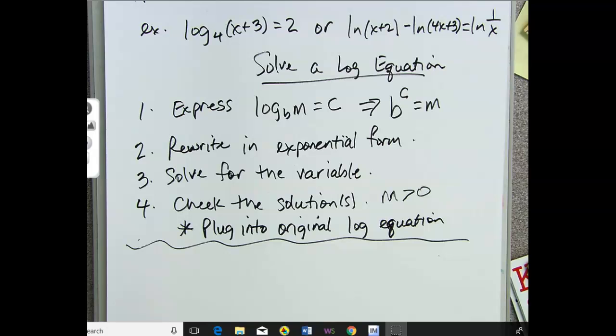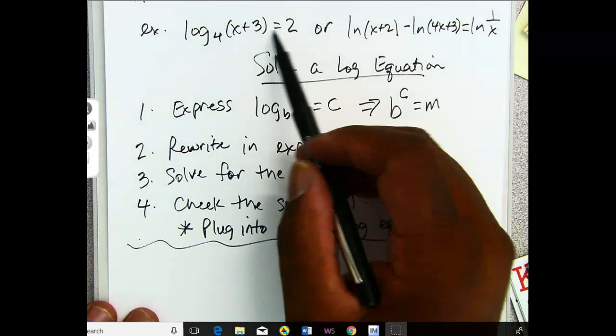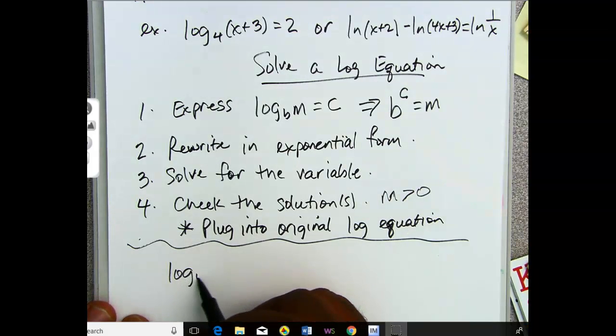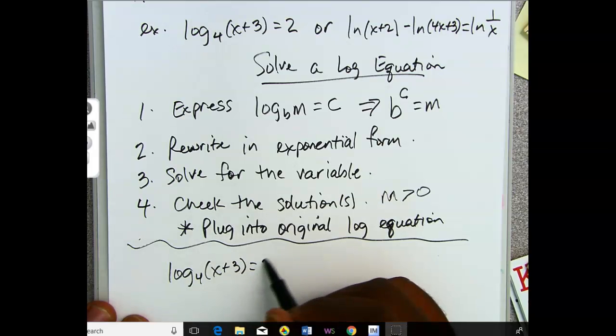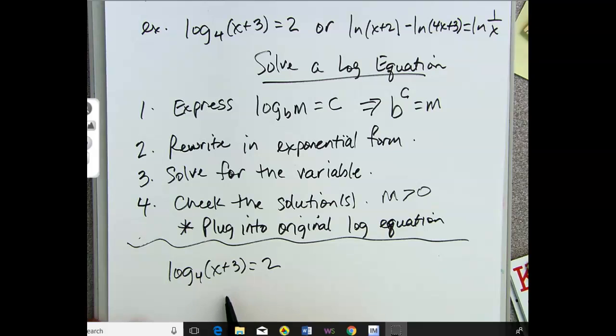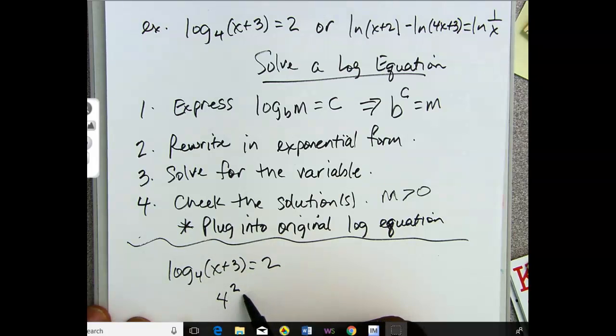So the example that we started off with up here, log base 4 of x plus 3 is 2. Let's solve that one. Okay, so this one's already written in the form of log is equal to something. Step 2 says rewrite this as an exponent. So here, if we have log base 4 of x plus 3 is equal to 2, rewriting this as an exponent, well, where's our base? What's our exponent? So 4 to the second power is equal to x plus 3.